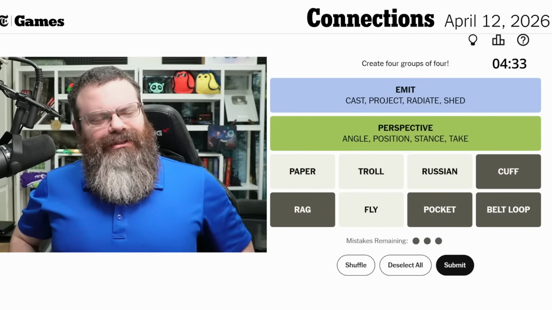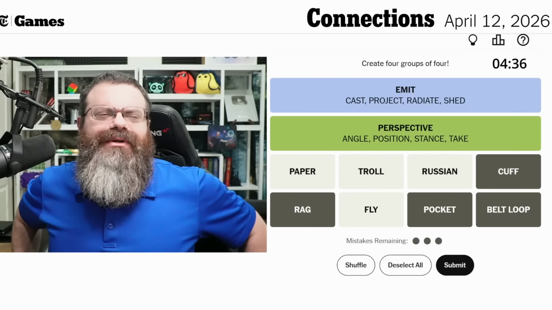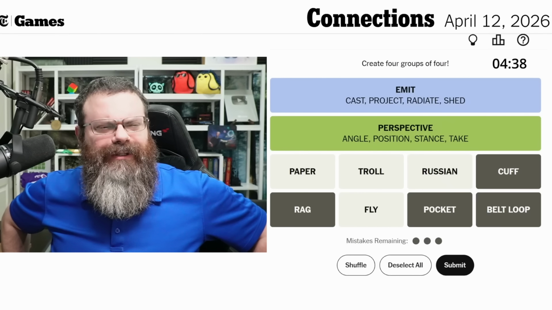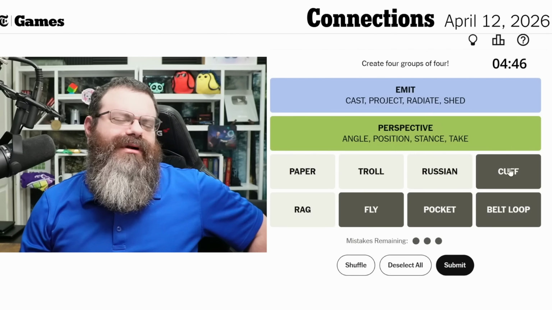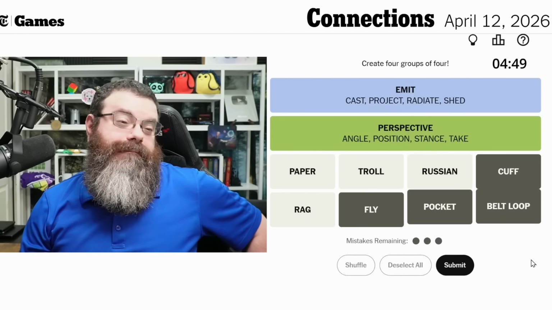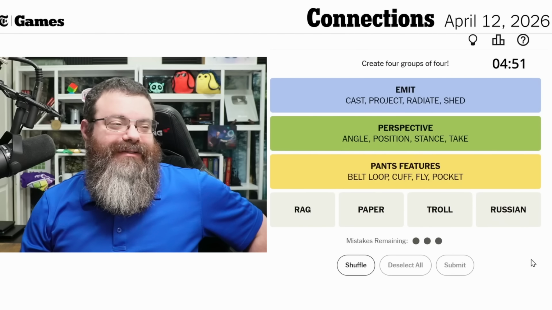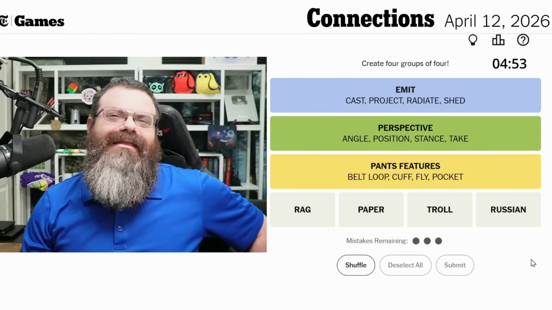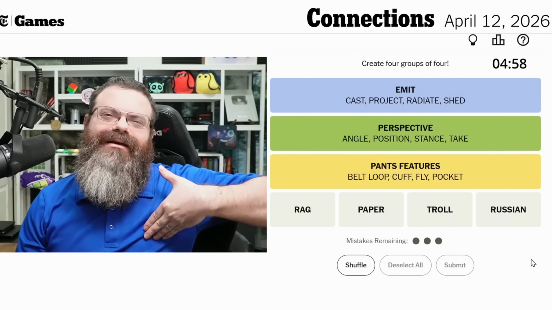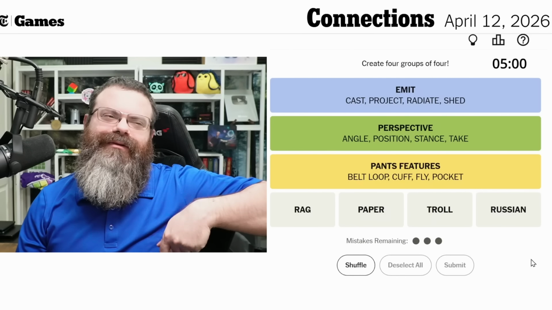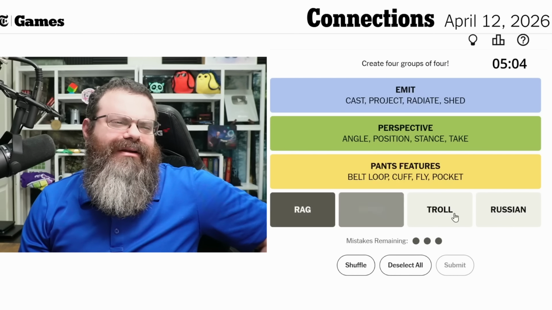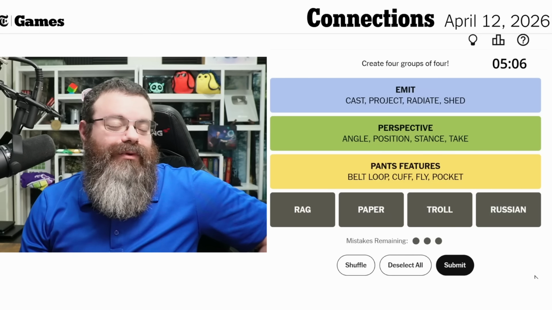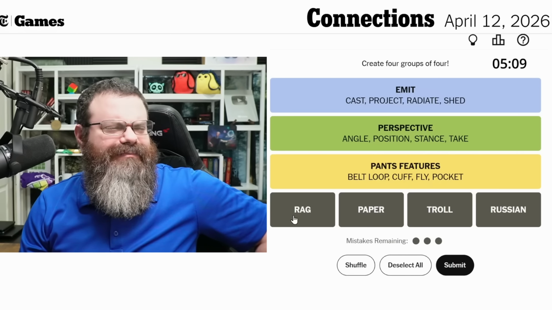A belt loop. Not just the belt, the loop that the belt goes through. I mean, I suppose the fly could be part of the pant. Maybe these are all just parts of your pants. There we go. Pants features. Okay. I don't know why I thought rag. I don't think it's ever called a rag, but you can put that colorful thing in your shirt pocket. But I don't think that's called a rag, so I don't know why I chose rag. I should have thought about it more. But anyway, just one mistake. It's not a big deal.